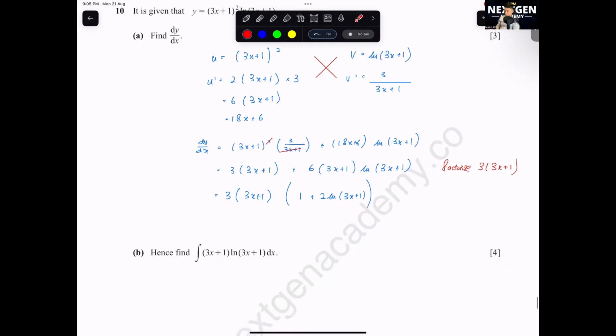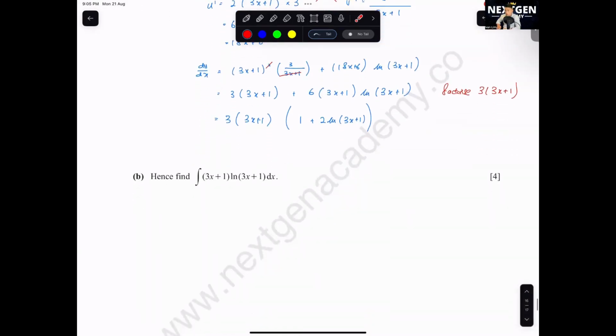Okay, the last question, "hence". Hence means you need to use the previous part, right? You see over here, this is an integration that you cannot integrate directly. It's like a product rule like that.